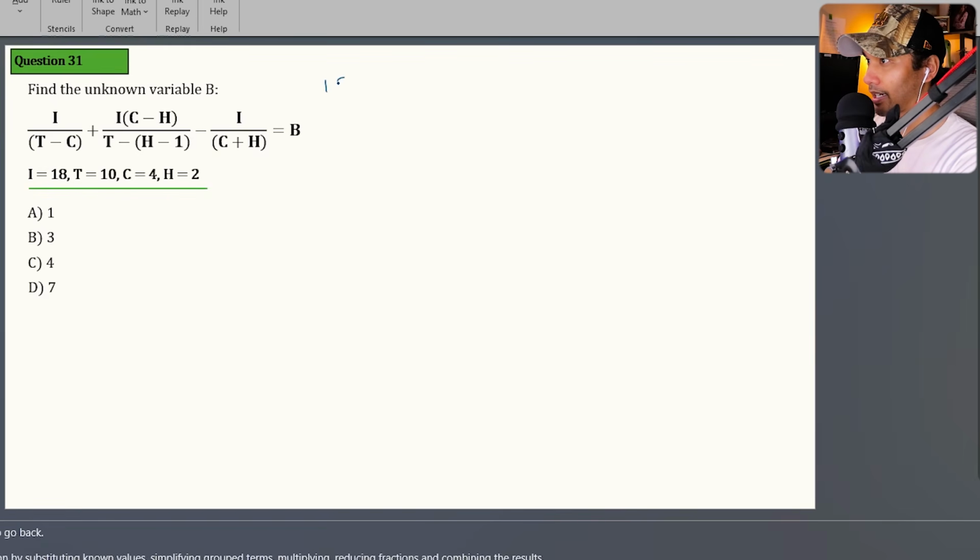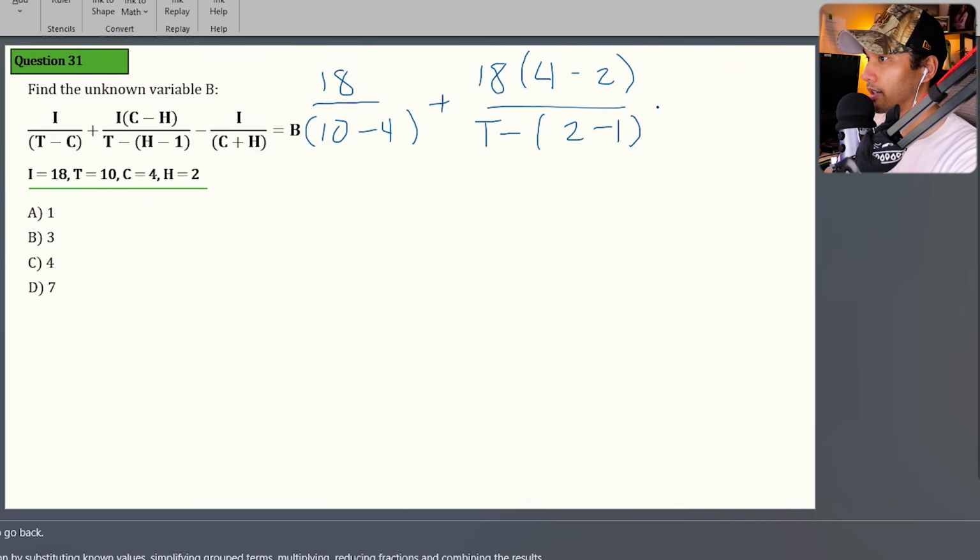So we have 18 over, and then t is 10 minus c, which is 4, plus 18 over c, which is 4, minus h, which is 2, over t minus, what's h again? h is 2 minus 1, and then minus 18 over, what is c? It's 4 plus h, which is 2. And then we're just going to figure out what's going on in the parentheses.